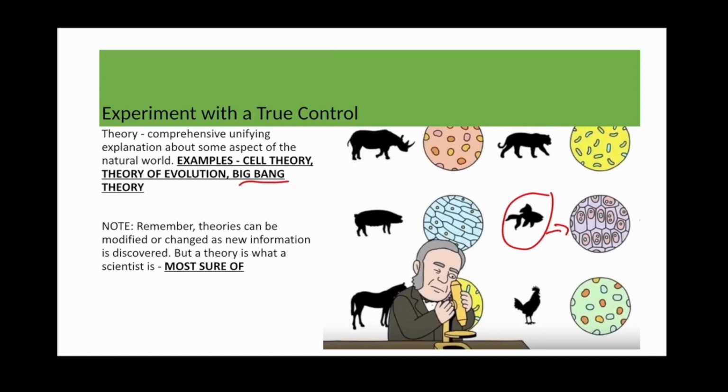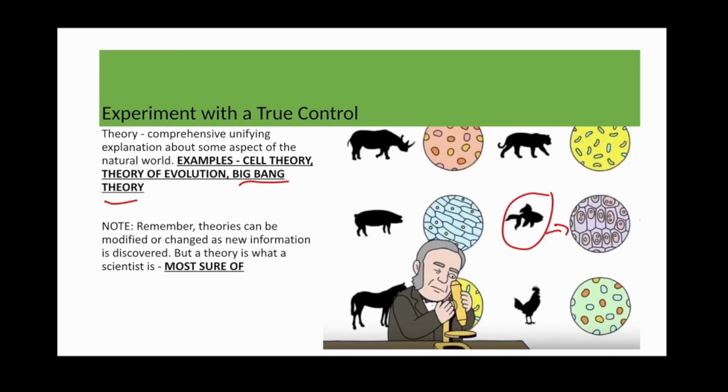Big Bang Theory, that the universe is expanding. Our observations of the universe show that it is expanding. If you backtrack that, it would go into a single point, the center of the universe. So a lot of cosmological or astronomical observations support that theory. It's a unifying theory to explain the natural world.